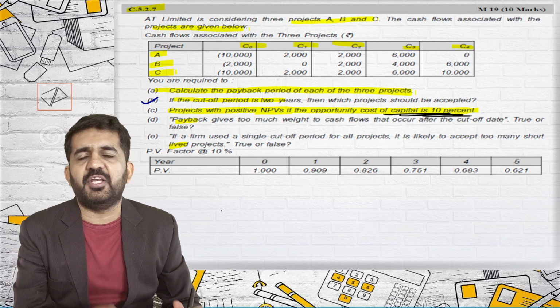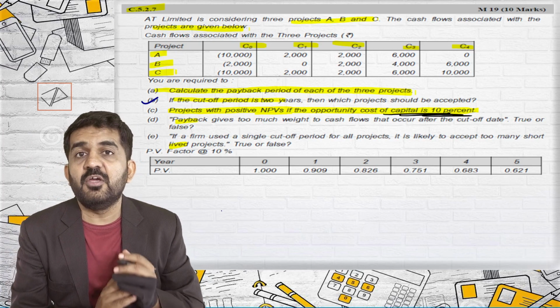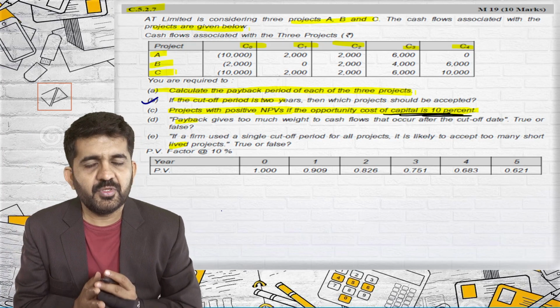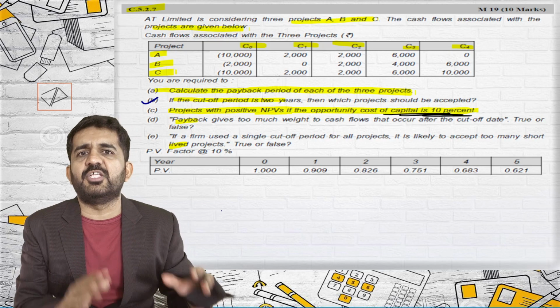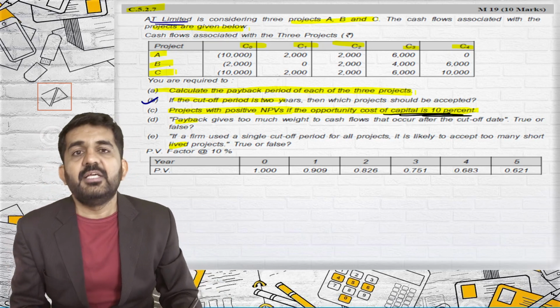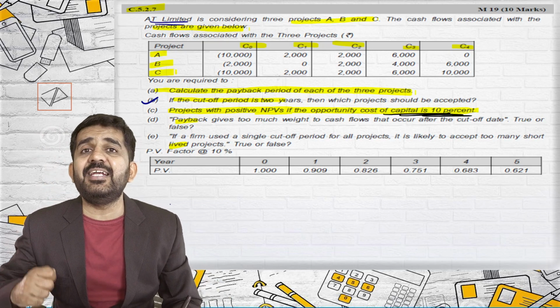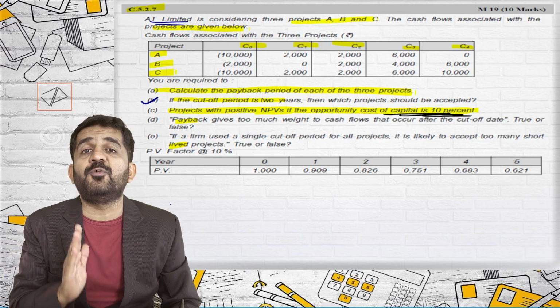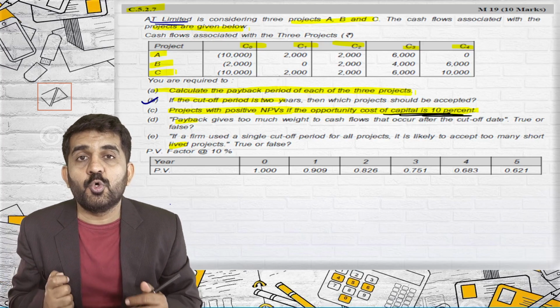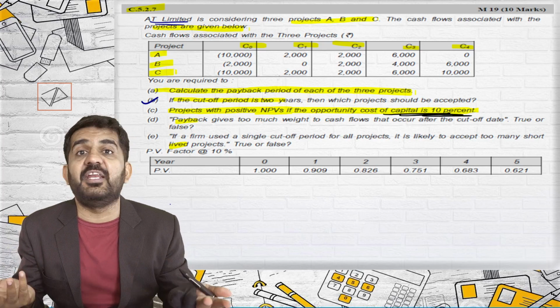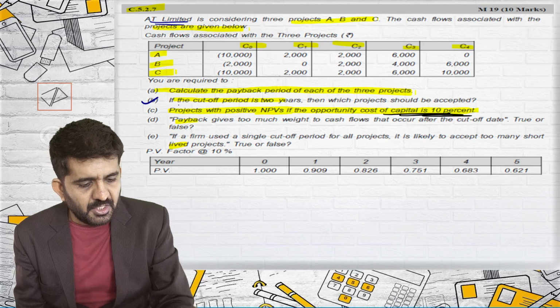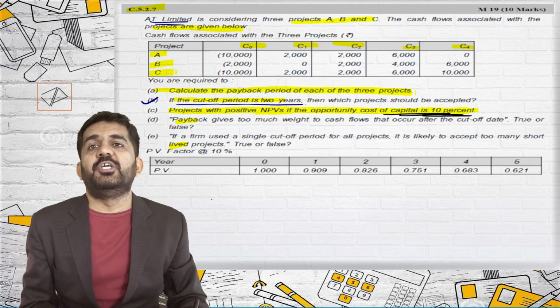See, what is cutoff period? Why we find out payback period? We know lesser the payback period is less risk. So the person who is investing all this money, say AT Limited, says that we do projects which have a payback period of 2 years or less. So our initial investment should be recovered in 2 years. Otherwise, we don't do the project. That means the cutoff period is 2 years.